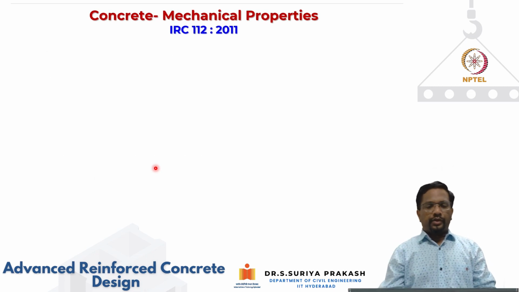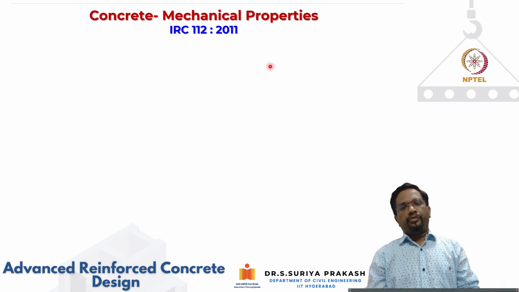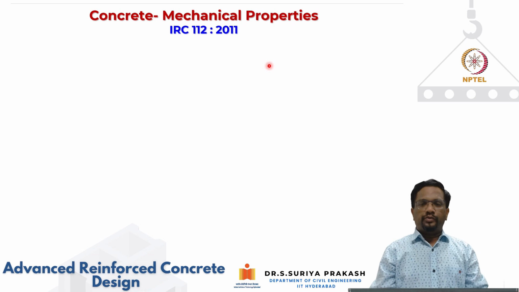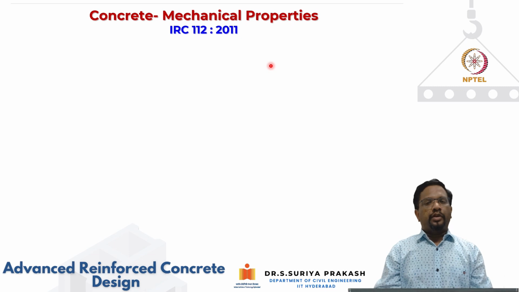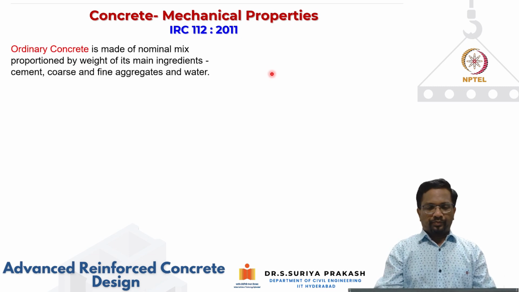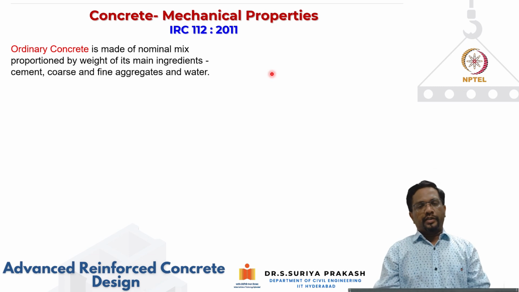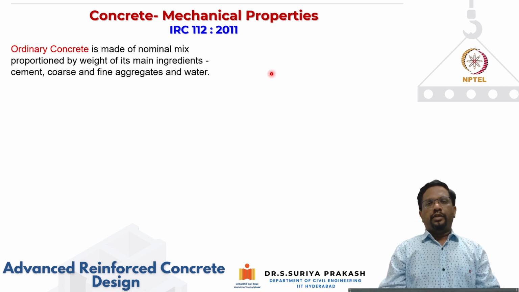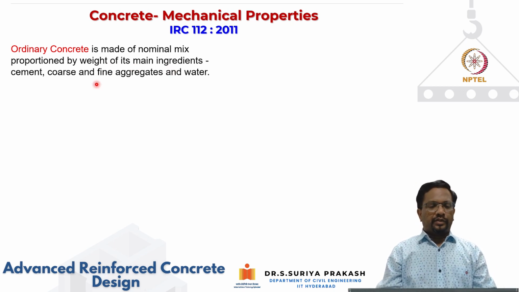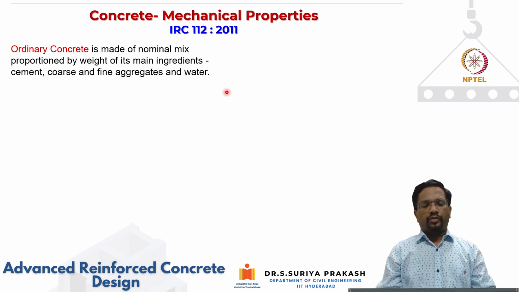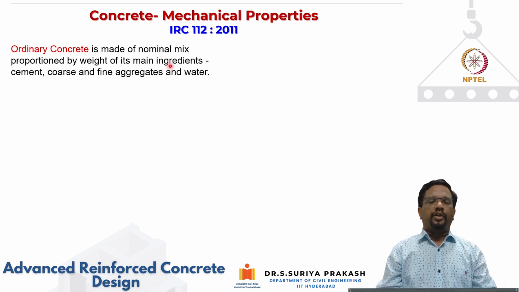Right. So we'll continue with this IRC provision, which is Indian Road Congress 112, which gives the mechanical properties that we need to consider when we are designing for road bridges. They have broadly classified the concrete types into three. The first one is ordinary concrete, which is made by nominal mix proportion by weight of its main ingredients. In the last lecture we talked about the basic ingredients of making concrete, which include cement, coarse aggregates, fine aggregates, and water. So this is done by nominal mix proportioning.